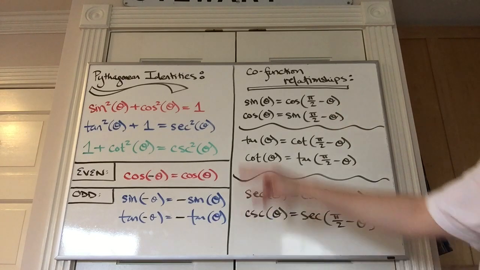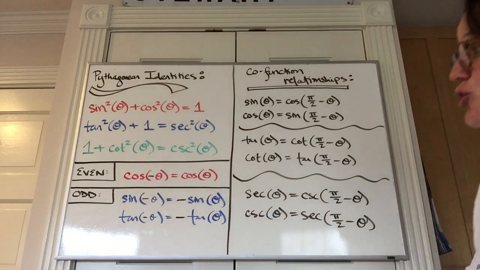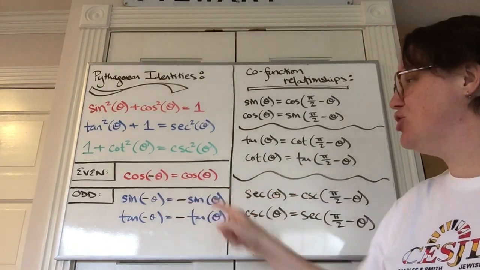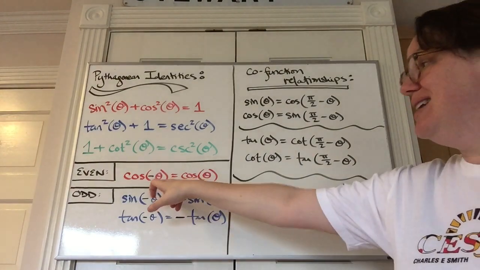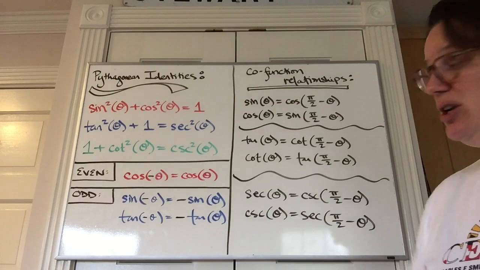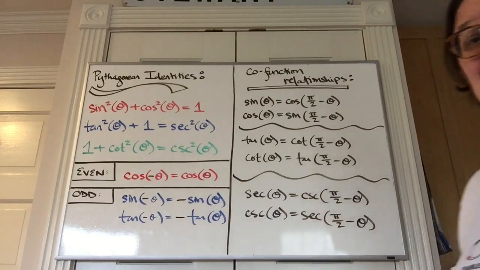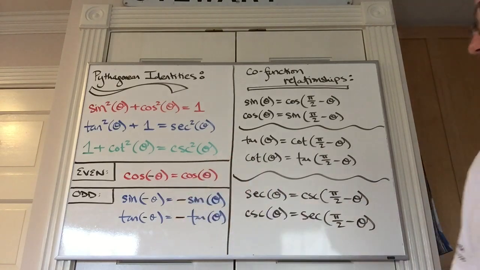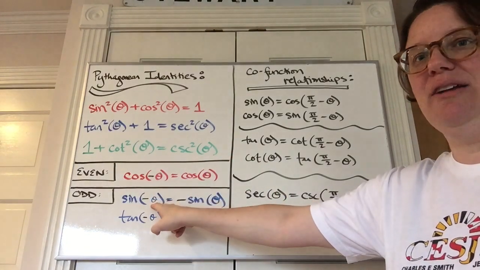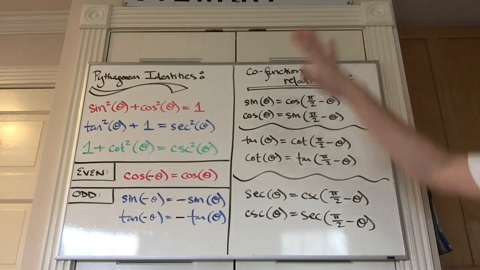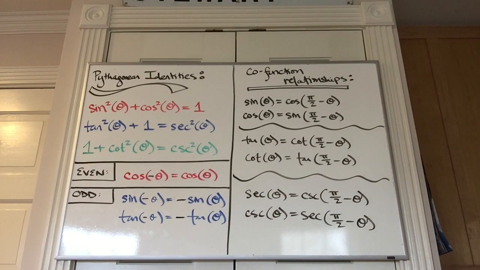And then you also have your even and odd functions: because cosine is even, a negative inside cosine can just go away. So the cosine of negative 30 is exactly the same as the cosine of 30. But for sine and tangent, because they're odd, a negative inside the function can just hop outside, because the sine of negative 30 is the same as negative sine 30. So you've got all of this at your disposal whenever you are solving an equation or simplifying an expression.